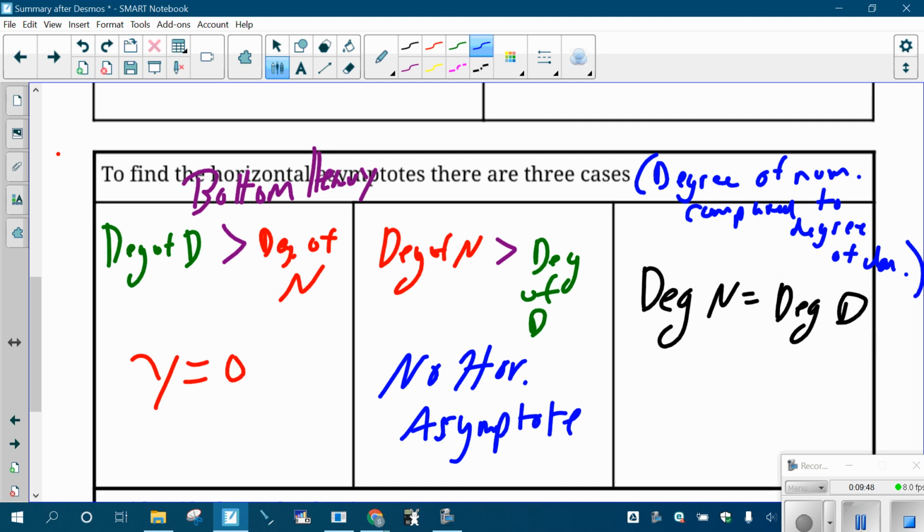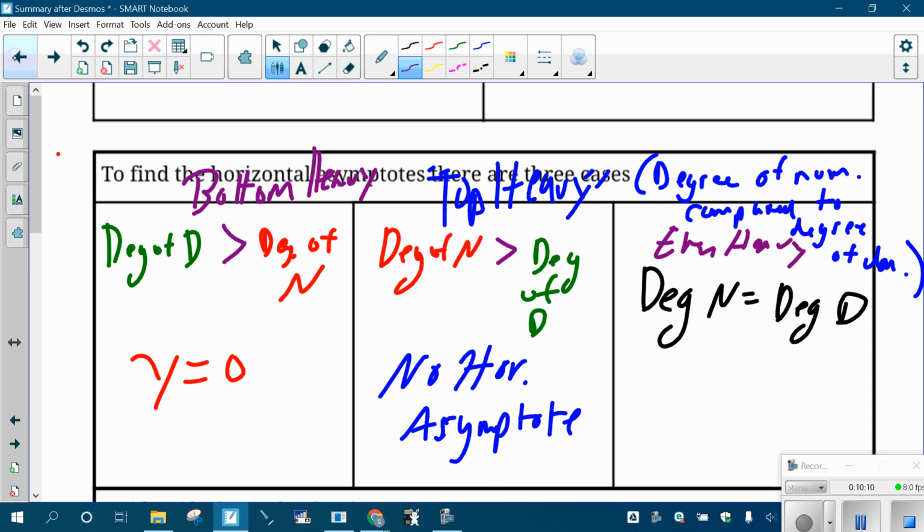Okay, so we got top heavy. When you have something cubed on top and squared on bottom, that's top heavy, and that's when there is no horizontal asymptote. I always call this third situation even heavy because there's not really a good name. You got bottom heavy, you got top heavy, and you got even heavy. So when the degree of the numerator equals the degree of the denominator, let's look at an example of that.